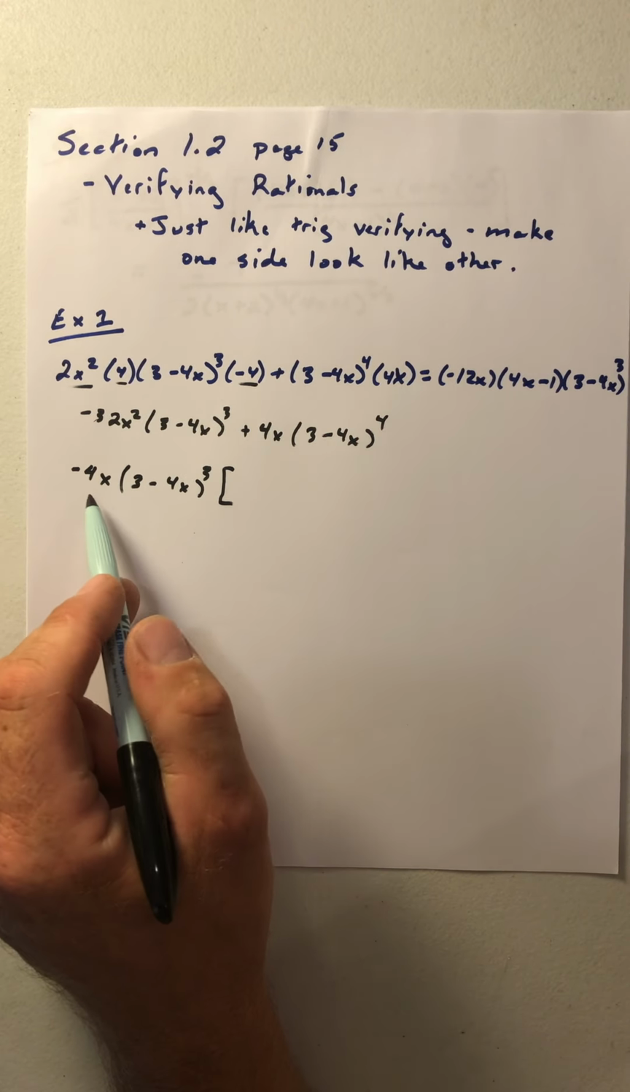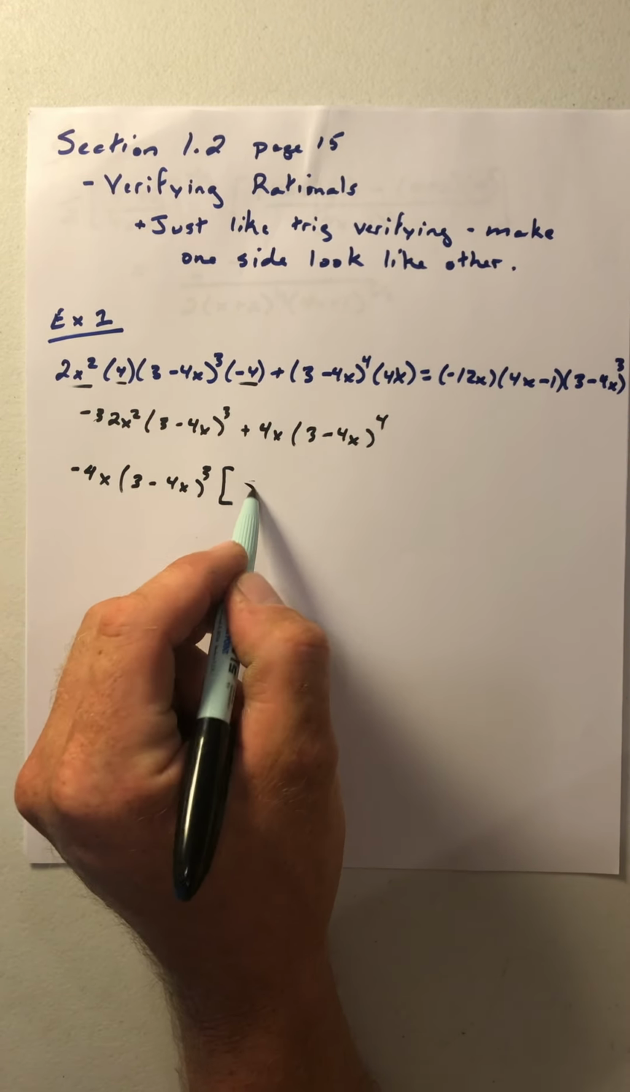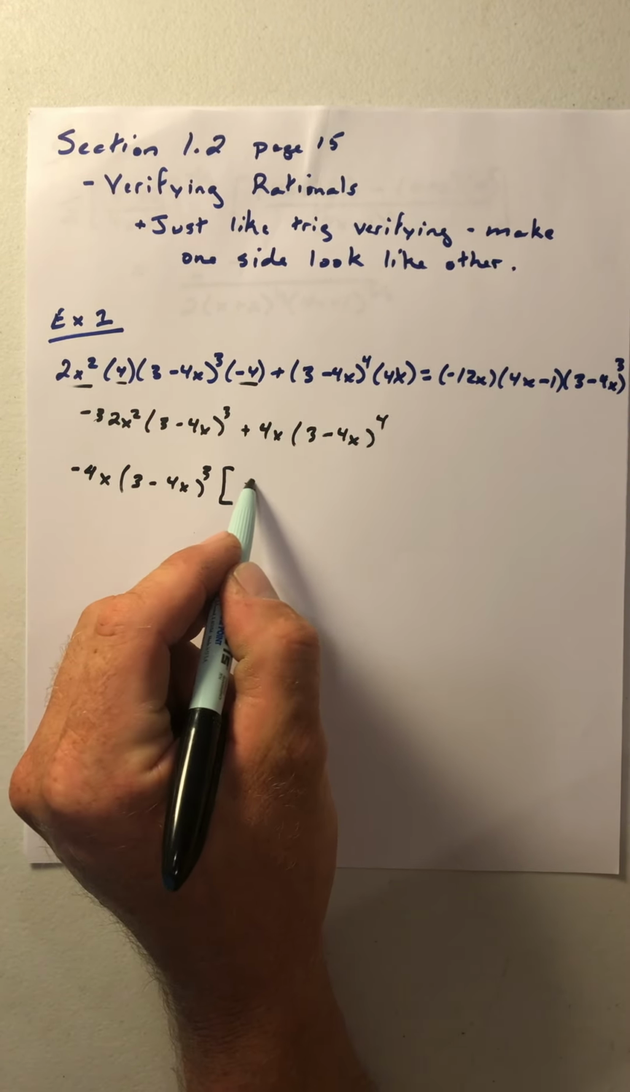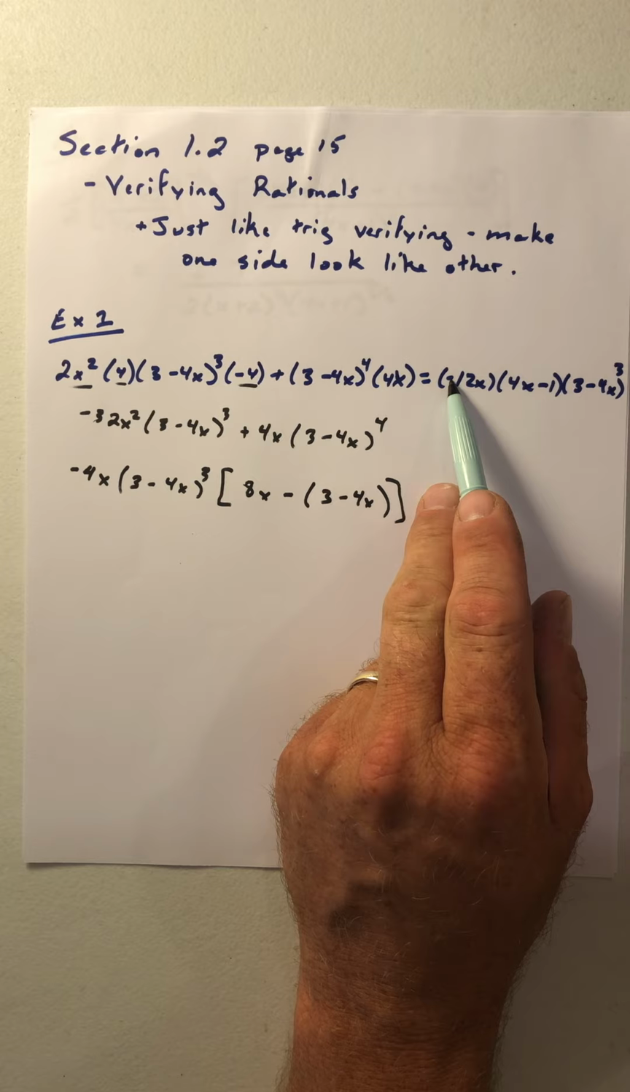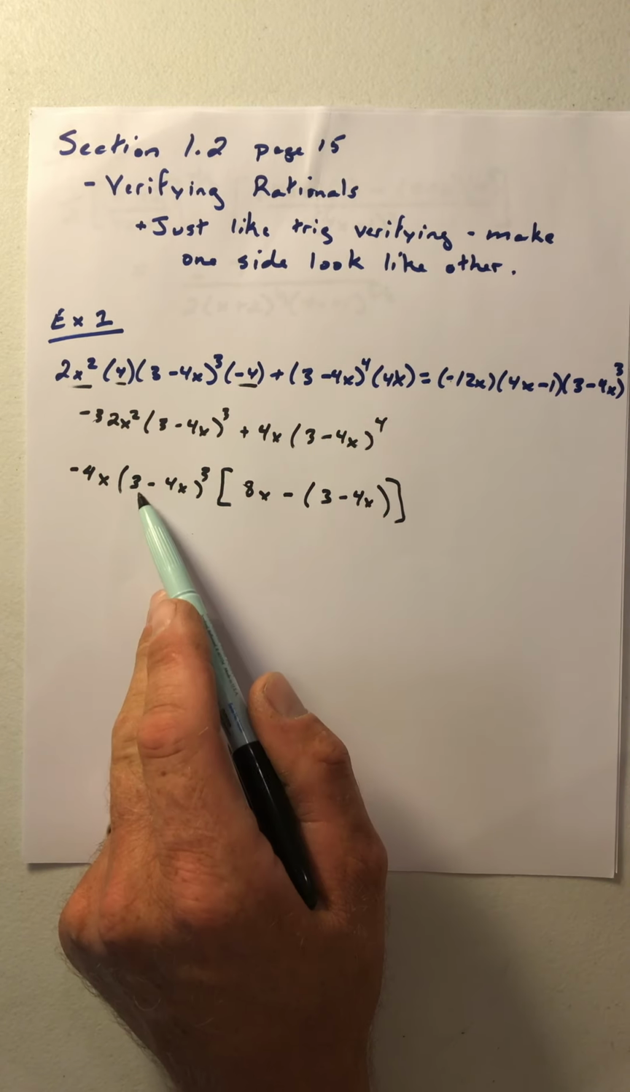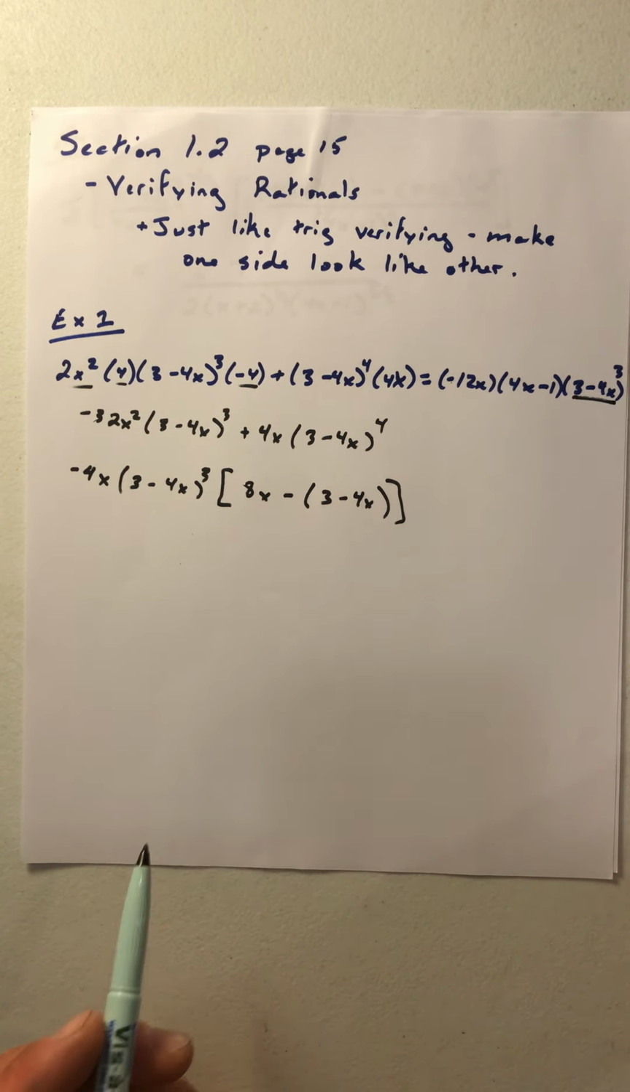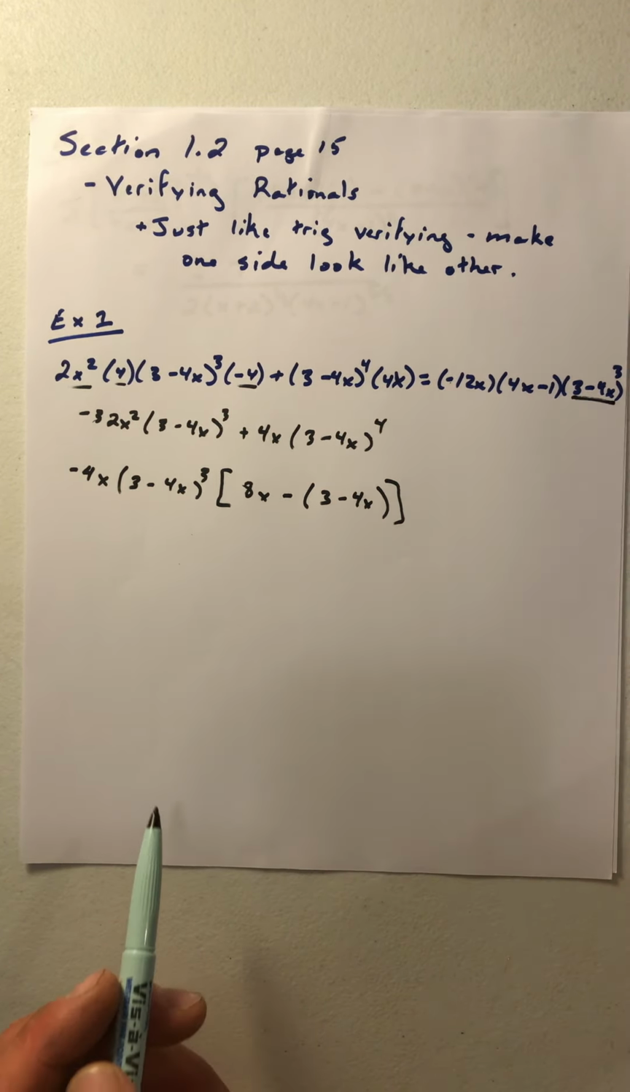Negative 32x to the second divided by negative 4x gives us an 8x. The 3 minus 4x to the third is gone. 4x divided by negative 4x gives us a negative 1. And we have 3 minus 4x to the fourth, taking out 3 of them, we're left with 1 of them. So now I've got my negative, and my x. I have my 3 minus 4x to the third, so that's good. I'm going to underline my negative and my x so I don't mess with those.